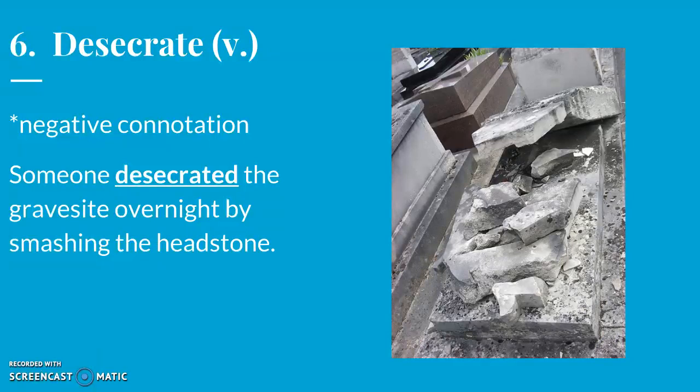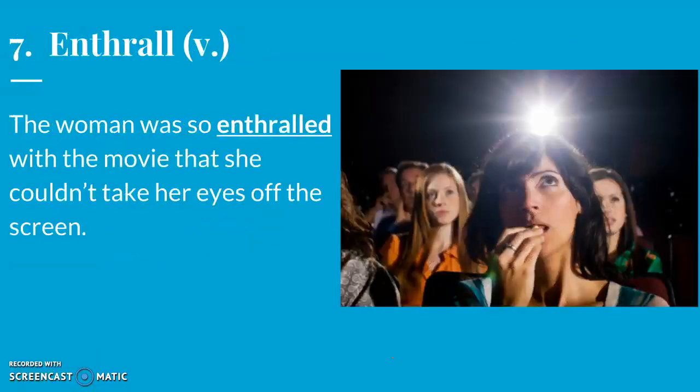So in connection to our picture, the sentence states: someone desecrated the gravesite overnight by smashing the headstone. Some other things that are held sacred that can be desecrated, you could think of other religious items. You could think of items that have a lot of symbolic meaning to our country, like a flag. The United States flag could be desecrated if someone does something wrong to it. Those are the kinds of examples that you'll want to use for desecrate.